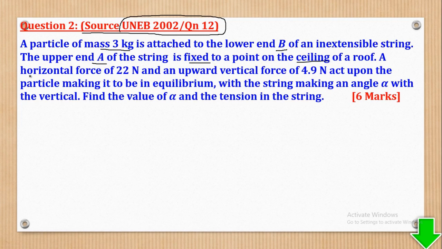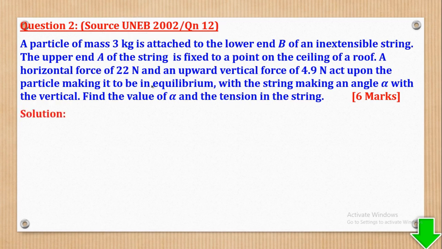A horizontal force, know this word, horizontal force of 22 newtons and an upward vertical force of 4.9 newtons act upon the particle, making it to be in equilibrium. So this is the most important keyword, equilibrium. With the string making an angle alpha with the vertical, find the value of alpha and the tension in the string.